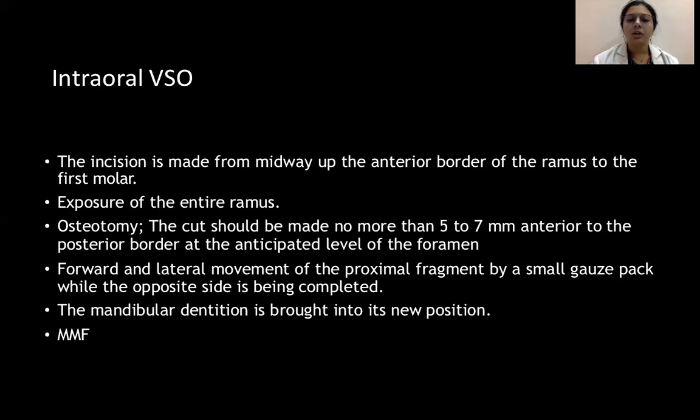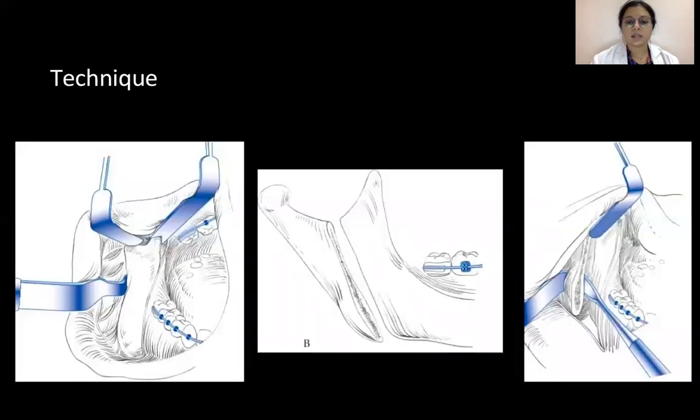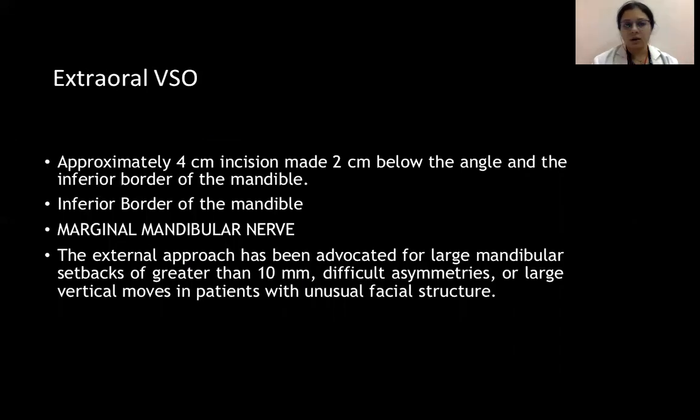The osteotomy cut should be made no more than 5 to 7 mm anterior to the posterior border at the anticipated level of the foramen. Forward and lateral movement of the proximal fragment is held by a small gauze pack while the opposite side is being completed. The mandibular dentition is brought into its new position. MMF is done. This is a pictorial representation of the technique. The technique is just as described above.